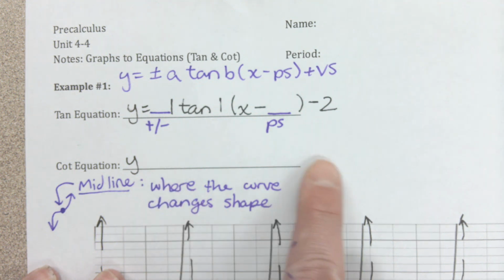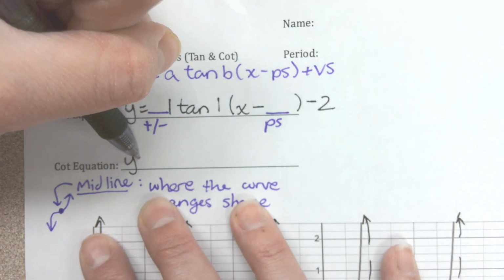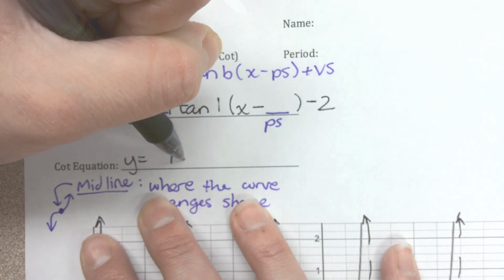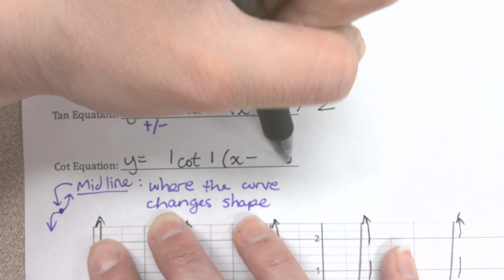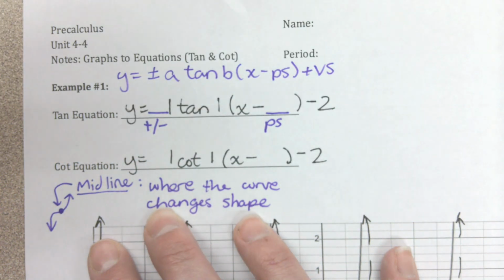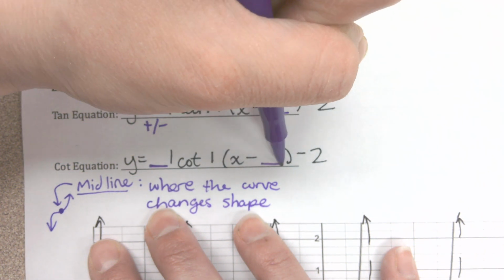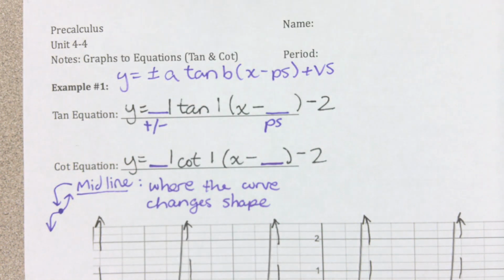I'll do the exact same equation, but for cotangent. Y equals 1 cotangent 1, x minus whatever the phase shift is, -2. And again, we need to fill in those unknowns in a moment. Let's start with the tangent.